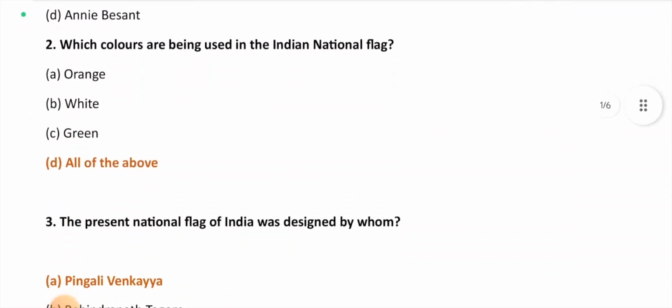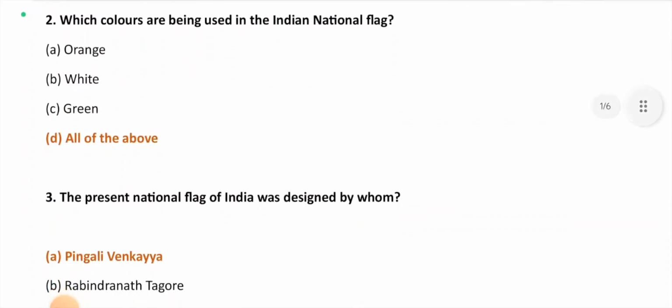Second question: which colors are being used in the Indian national flag? We know the colors of the Indian national flag: orange, white and green. So we can choose the option all of the above.